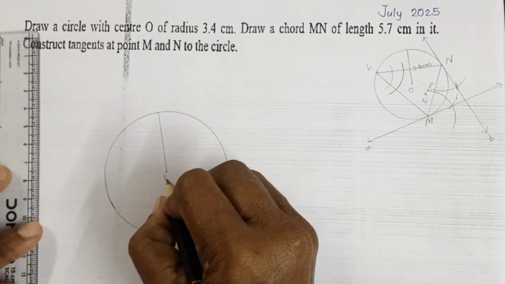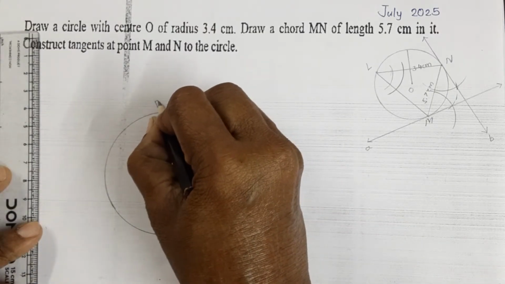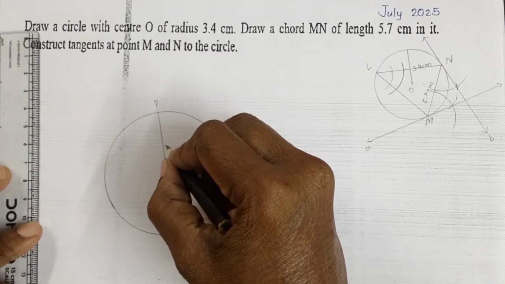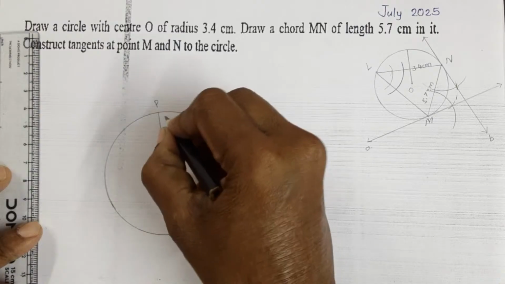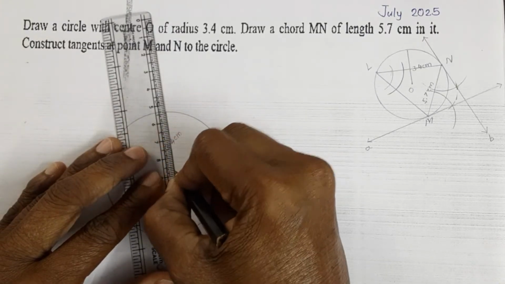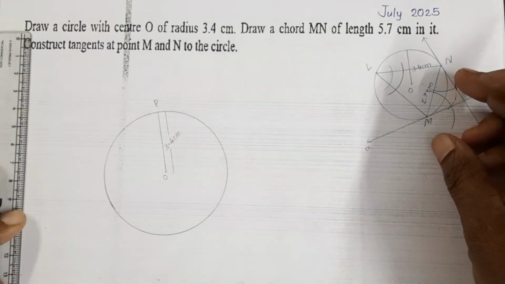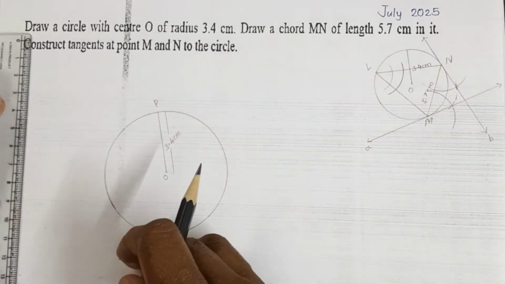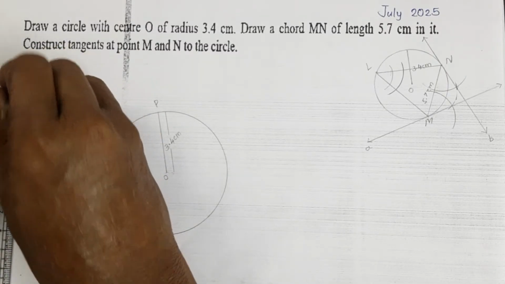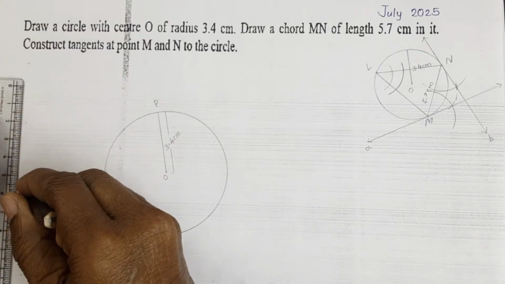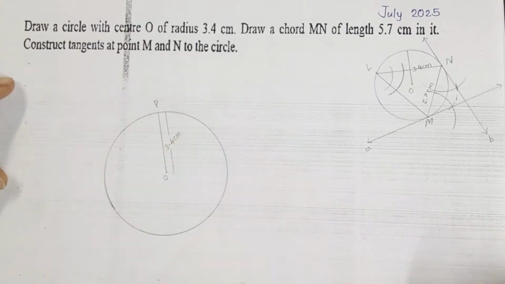So I make here, this is the center, and from the center I draw the radius, and name it as P. Suppose OP is the radius, and which is of 3.4 centimeter, okay, 3.4 centimeter. Then here I draw the chord which is of 5.7 centimeter. So here I make the 5.7 mark. See here, this one is the 5.7 mark.